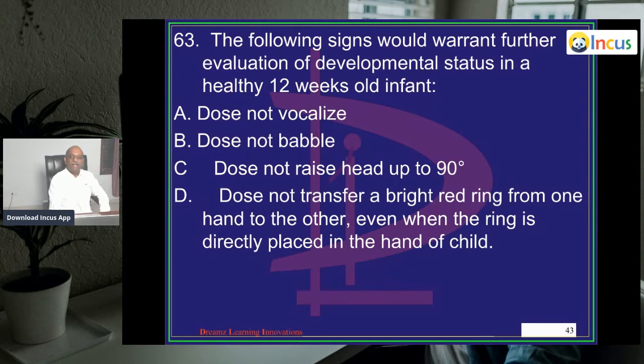So I used to hate this topic of developmental milestones. But what can we do? That's a problem for every NEET PG aspirant. There should be some funny, regular way of revision until the exam, right? So you should remember, typically, a 12 weeks old infant. Will he vocalize? Will he babble? Will he raise the head? All these things you should know.